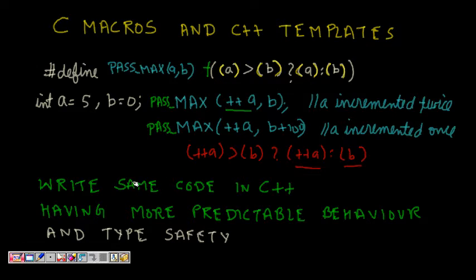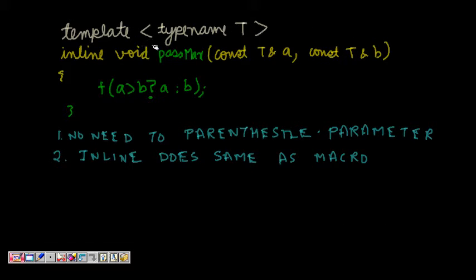So C macros have a lot of pitfalls. The only benefit that we can see in C is that I can pass any int, double, float, anything, and it will work for all of them. Any type of variable can be used with macros. Let's see if we can do the same thing in a much better way using C++, which gives us more predictable behavior, not like this where sometimes a will be incremented once and sometimes twice, and more type safety. Let's see how to write it in C++.